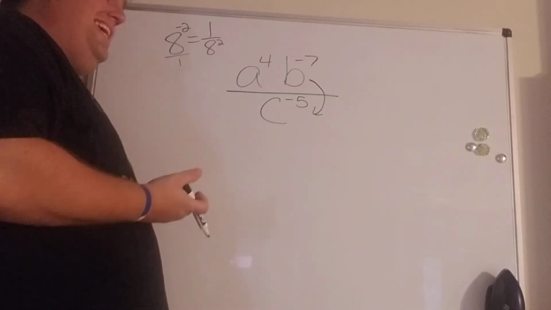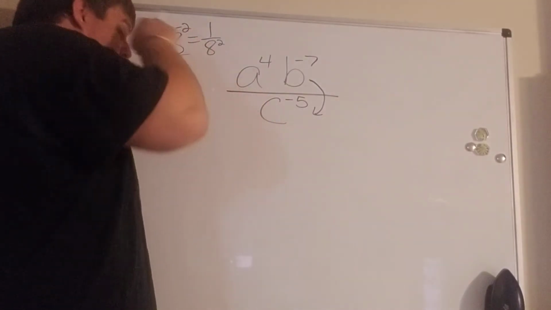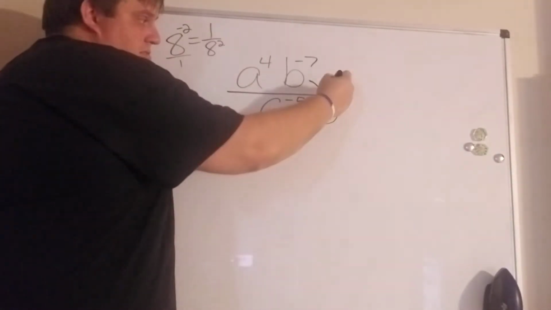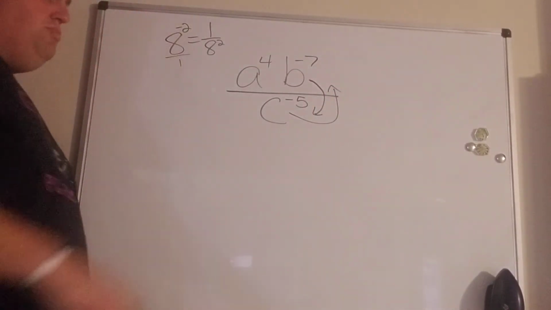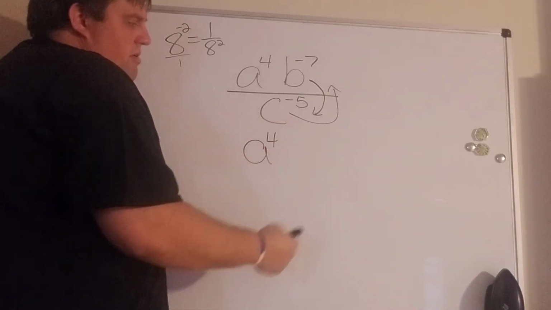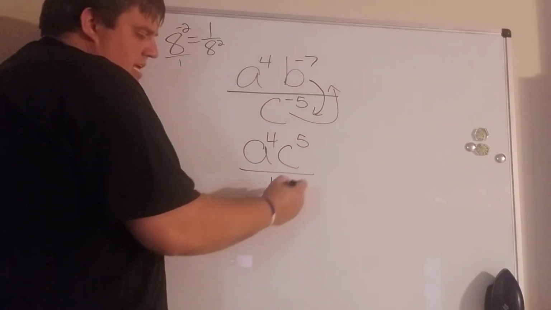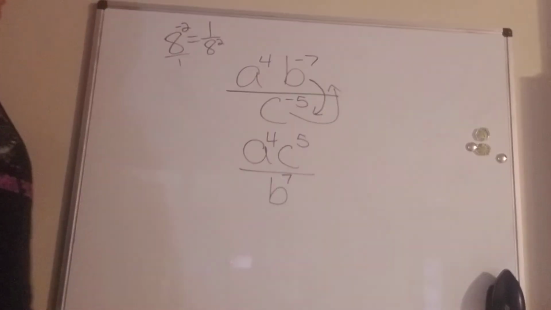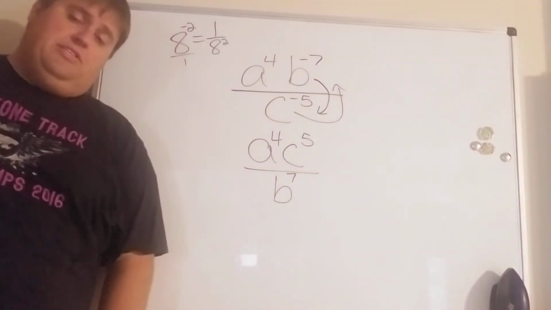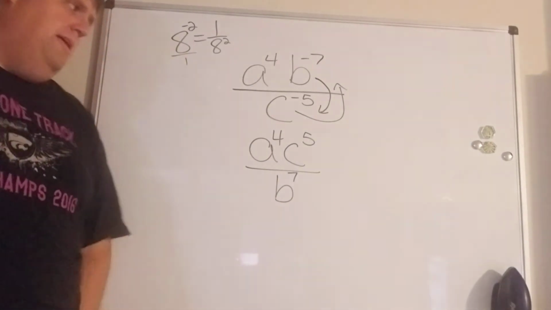And then what about c? C has a negative exponent, but it's on the bottom of the fraction. So if I want to make that one positive, where's it going to go? Up to the top, right? So those are going to kind of swap the place of where they're at. So this one's going to simplify to a to the 4th, c to the 5th, over b to the 7th. And notice that when I move those, their exponents are all positive now. That's the whole goal. I can't leave it negative. I got to make it a positive exponent. That's what I did.